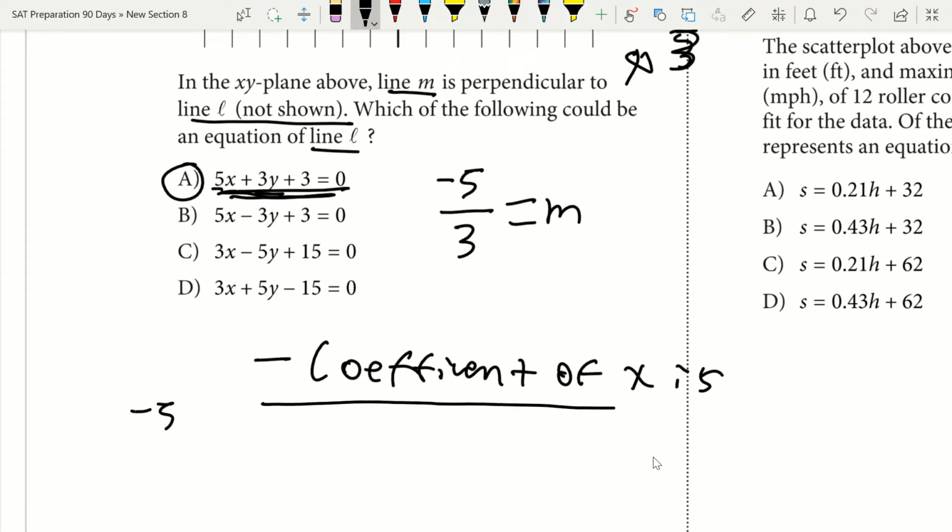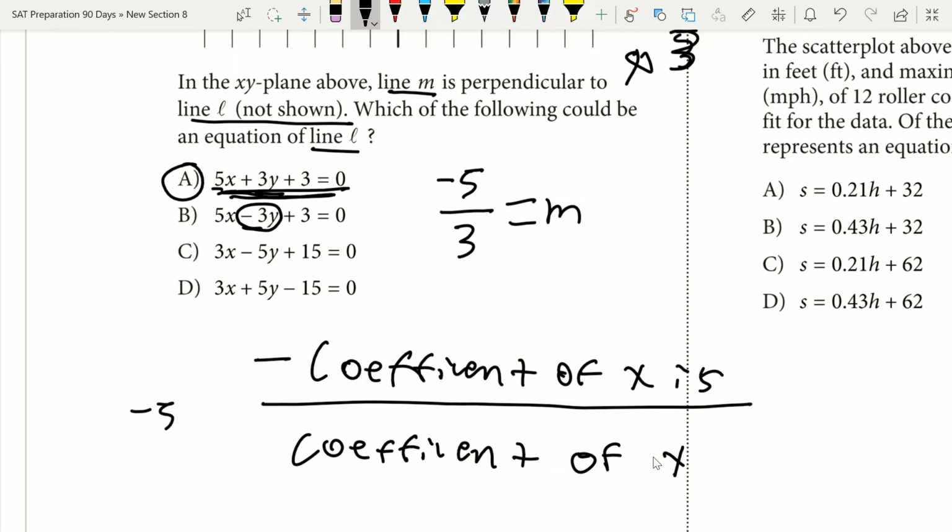Okay, then we divide that by whatever the coefficient of y is. Now if the coefficient of y, in this case 3, is positive like that, then we just divide by 3. Now if the coefficient in front of y was negative 3, as it is in B, then we would have to divide by negative 3.